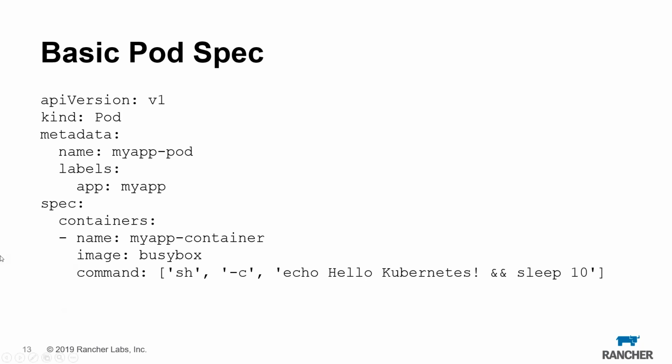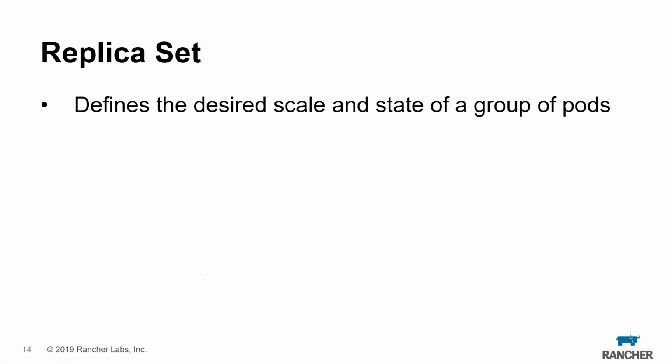And then a spec. So every resource in Kubernetes has its own spec, things it expects. In this case, this spec says, hey, I've got one container in this pod, and that container's name is my app container, and the image is busybox, which is just a console, and then run this command, which is just sh. It should look familiar.